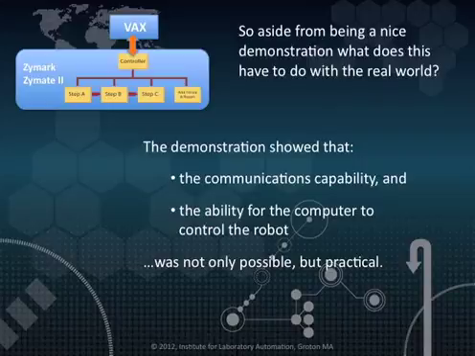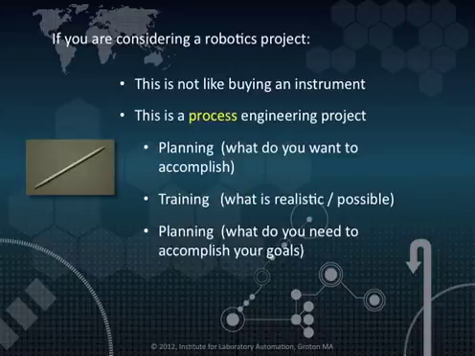If the computer system can analyze the results as they are developed, problems can be detected quickly and corrective action taken. Corrective action might include rerunning a test or stopping the system from operating to avoid wasting materials. The demonstration showed that the communications capability and the ability for the computer to control the robot was not only possible, but practical. If you are considering robotics projects, there are a number of things you should keep in mind.